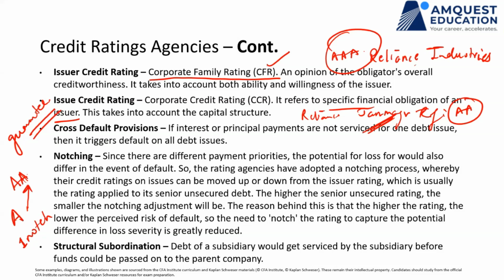Now, structural subordination is another way to implement some of these things, where you can say debt of a subsidiary would get serviced by the subsidiary before funds could be passed on to the parent, right? So you're blocking the subsidiary. You are saying the subsidiary cannot transfer funds to the parent without making my payments. In this case, you have made the parent's loan subordinate. You have said, okay, parent, you will get money after me. And if that is the case, you are structurally subordinate to me in that capital structure.